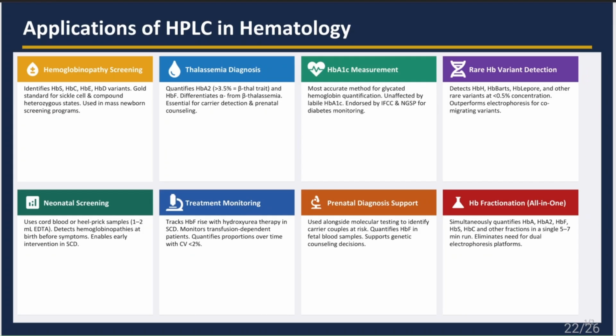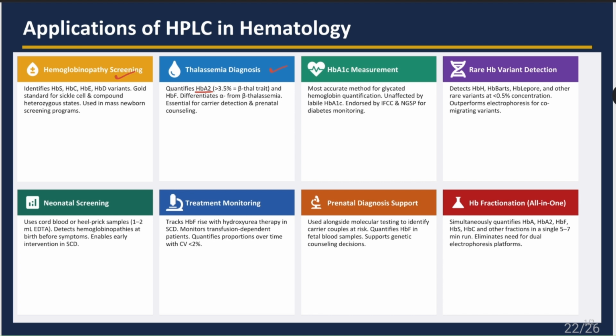Now, applications of HPLC in hematology. It is useful in hemoglobinopathy screening, like hemoglobinopathies of HbS, HbC, HbE, HbD variants. It is a gold standard for sickle cell and compound heterozygous states, used in mass newborn screening programs. It is used in thalassemia diagnosis because it quantifies HbA2 level.